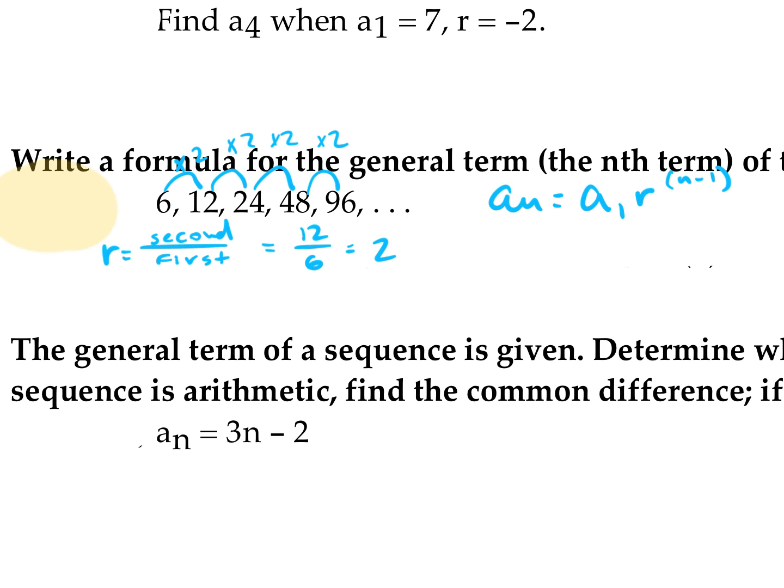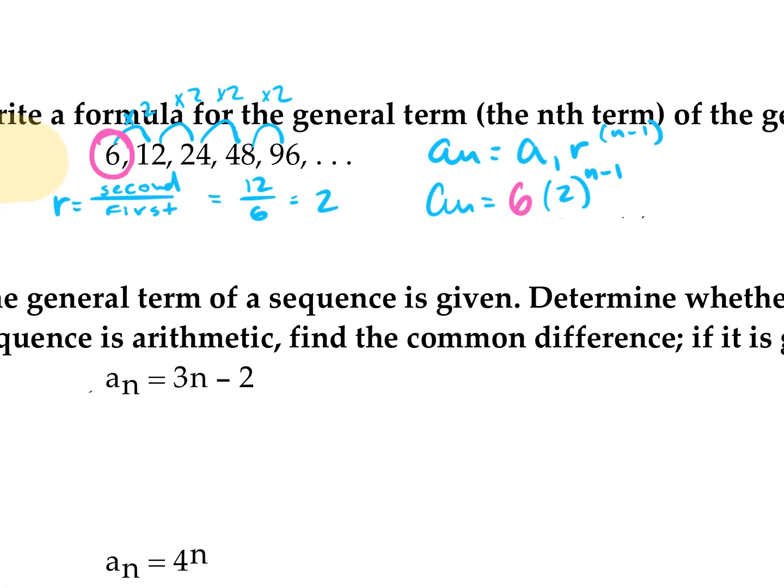So what's our common ratio? 2. What is a sub 1? 6. That's our first term. So that would be given to us, that's 6. So 6 times r, which is 2, to the power of n minus 1. This is just asking for the general term, so it would just be this. Yes, the exponent is just on the 2, so be careful.